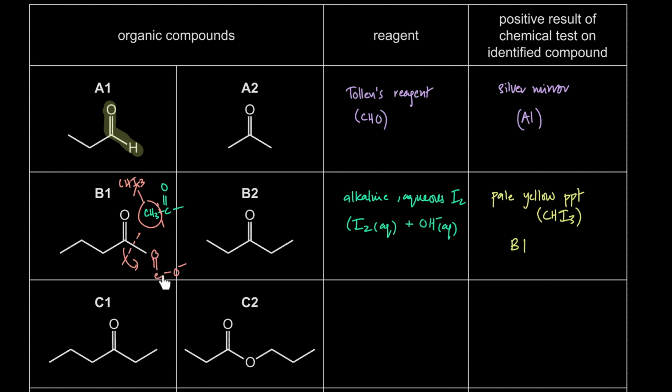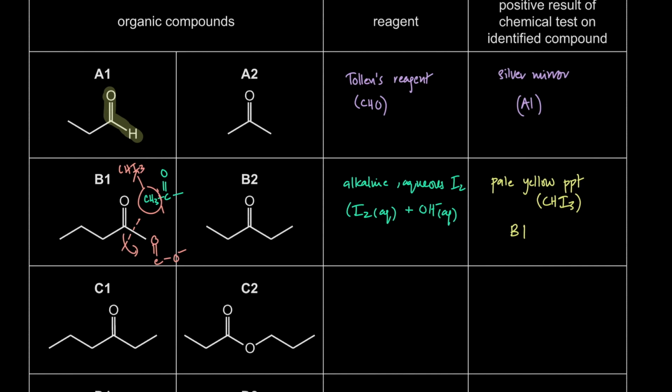Because it's in alkaline conditions, we actually get a 5-carbon compound breaking down into a 1-carbon and a 4-carbon compound. We get a 4-carbon salt of the acid here, so we get butanoate, and we get triiodomethane.